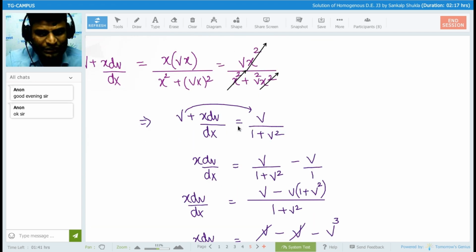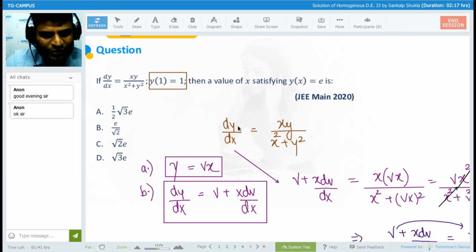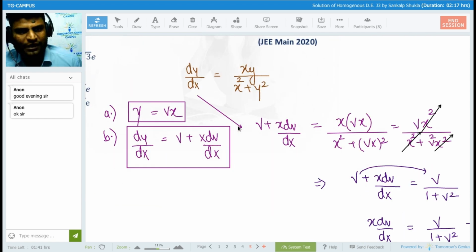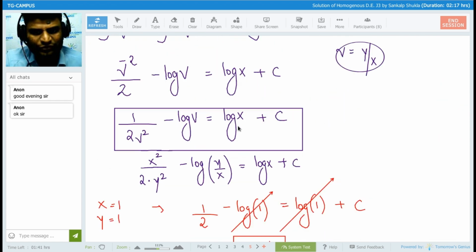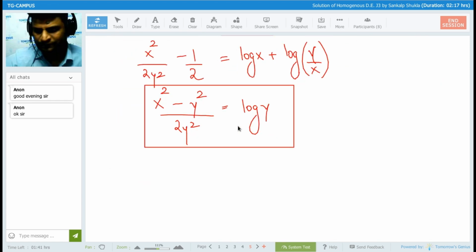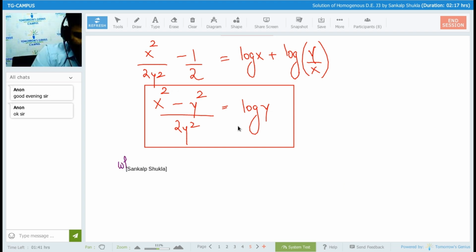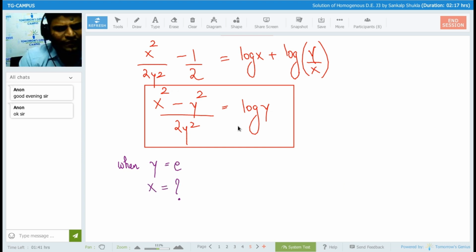The question: find the value of x satisfying y of x is equal to e. Okay, that means you have to find the value of x when the answer y is e. You have to put the value of y as e and get the value of x. So just put the value of y to be e.